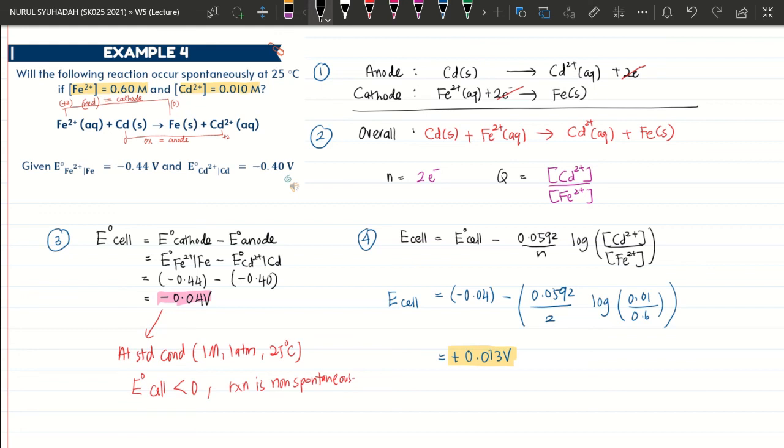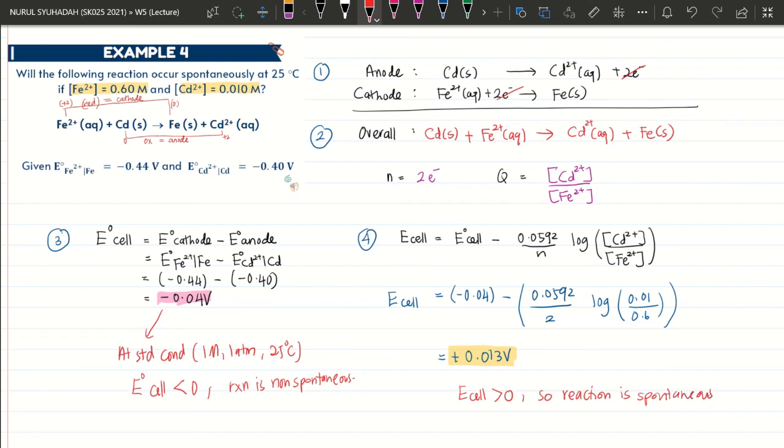Now that we have the value, look back at the question. The question asks, will the following reaction occur spontaneously? So we need to answer that by stating the statement. Make sure you write down E cell, not E naught cell. E cell is more than 0, so the reaction is spontaneous.